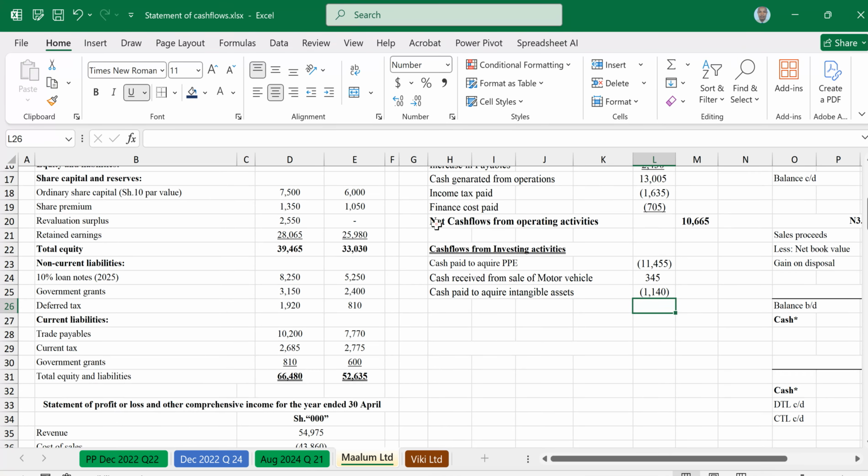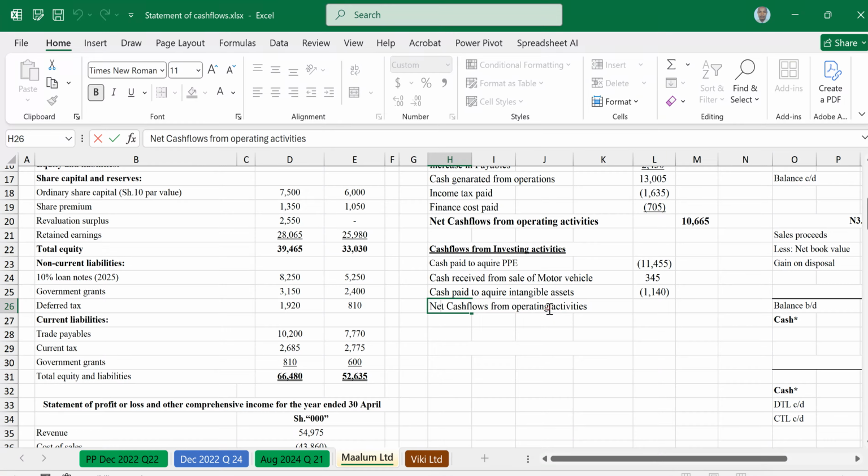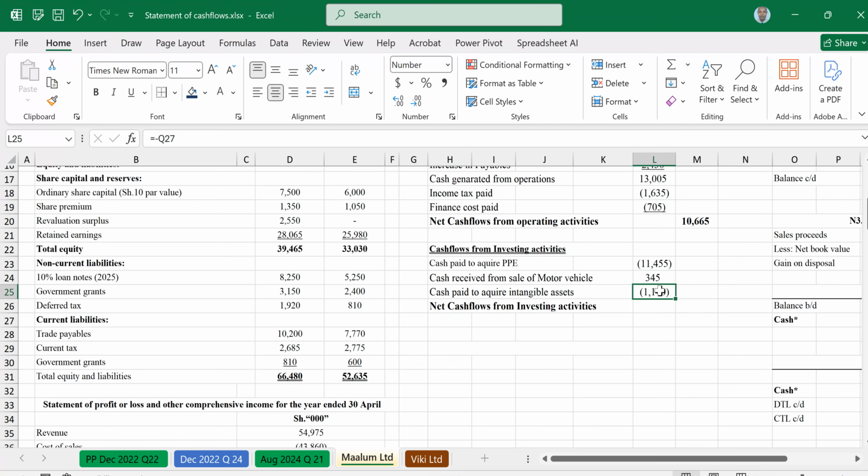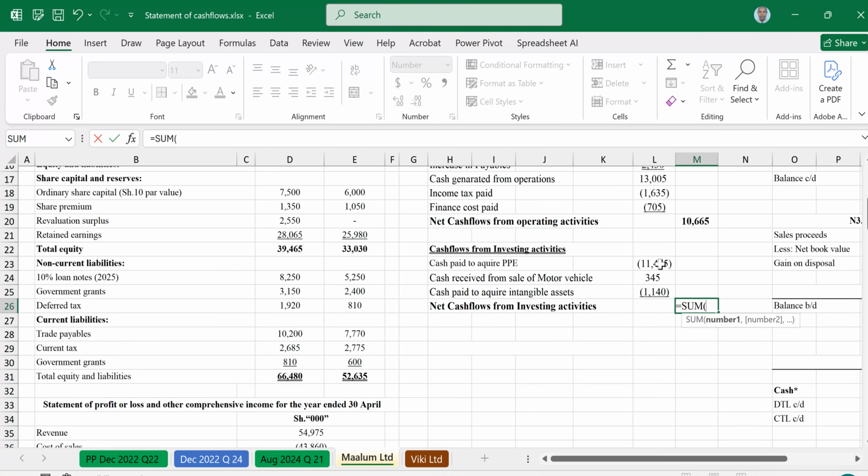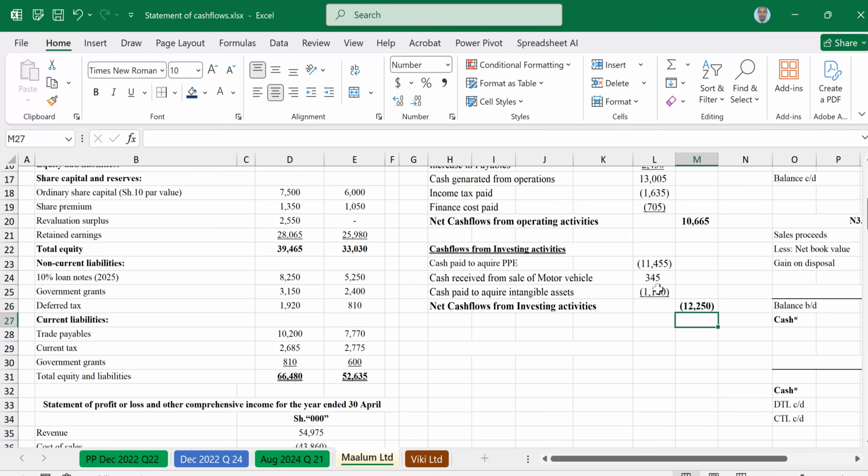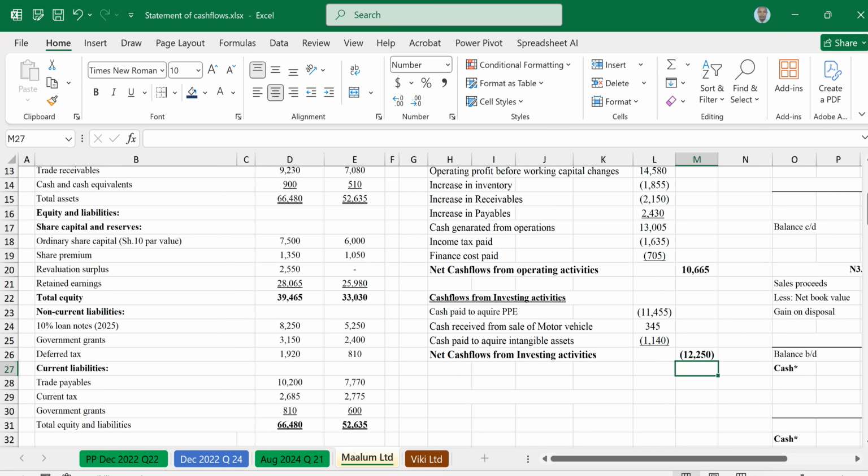This will be net cash flows from investing activities, which will be summed here, sum tab. So the net cash flows from investing activities are 12,250.